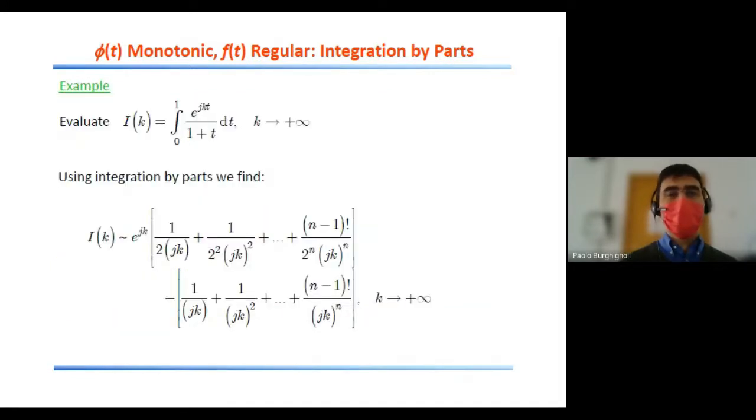Just to give you an example, if you have the integral from 0 to 1 of the Fourier exponential divided by parts progressively, this is what you get. And this is an asymptotic expansion that can in principle be brought to any order. Okay.